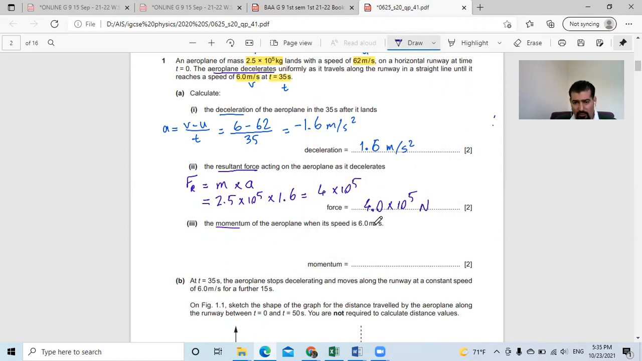Then they ask about the momentum when the speed is 6 meters per second. We know that momentum equals mass multiplied by velocity. They ask about the final velocity, not the initial velocity. So the mass, 2.5 multiplied by 10 to the power of 5, multiplied by the speed, which is 6. Our answer will be 1.5 multiplied by 10 to the power of 6. The unit of momentum is the unit of mass multiplied by the unit of velocity, which is kilogram meters per second.